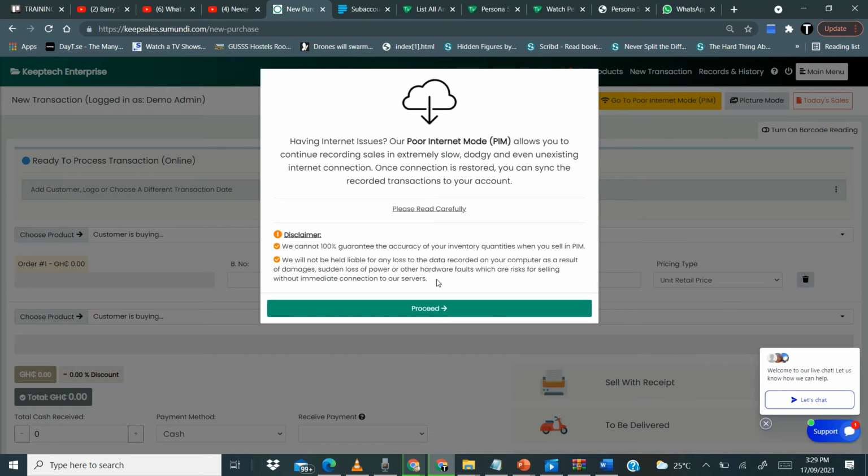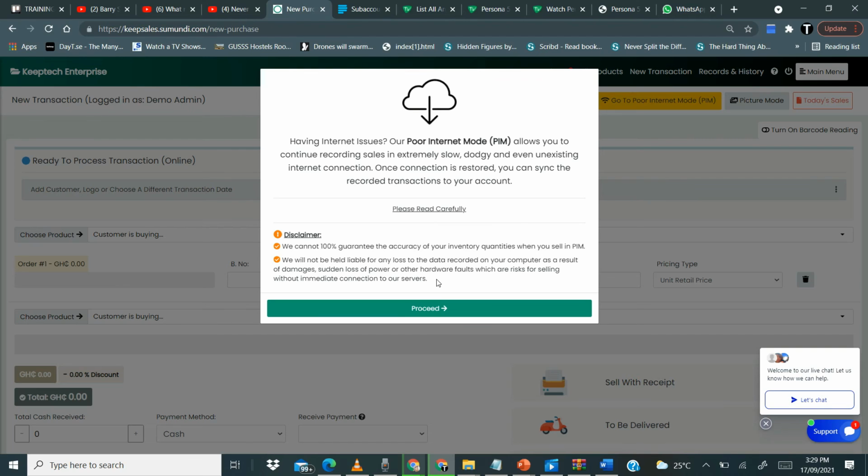That is why the internet is very important. Being able to use the online mode is important, because then your data is stored in a server, on the cloud. So if anything happens to your PC or anything, your data is not affected. But with the offline mode, which is our poor internet mode, these are things that are bound to happen. So you just have to take note of them and prepare adequately for them.